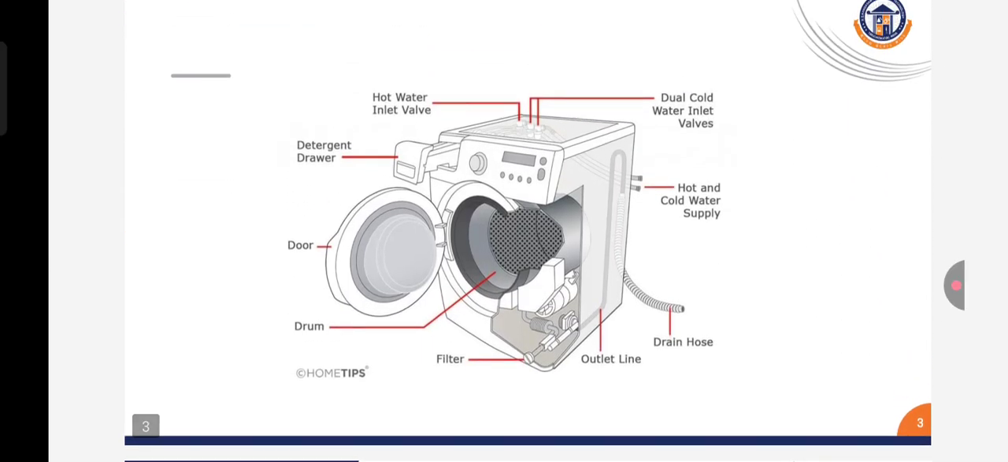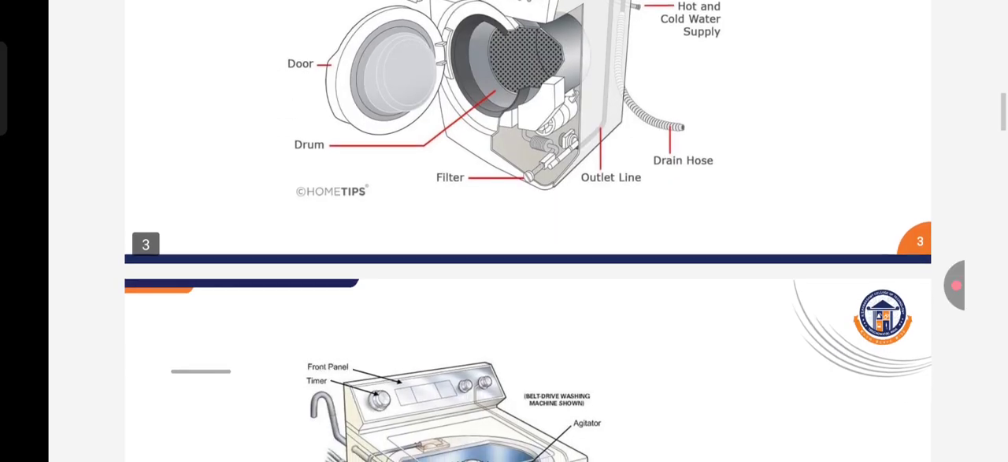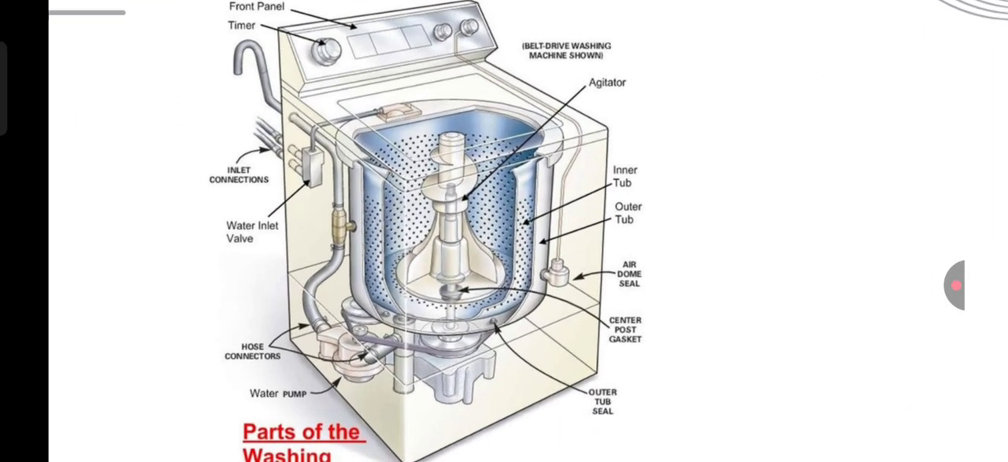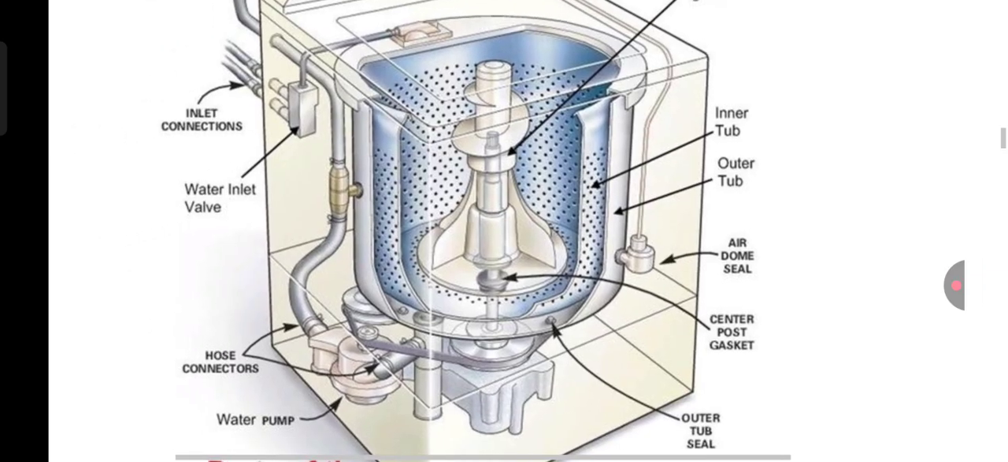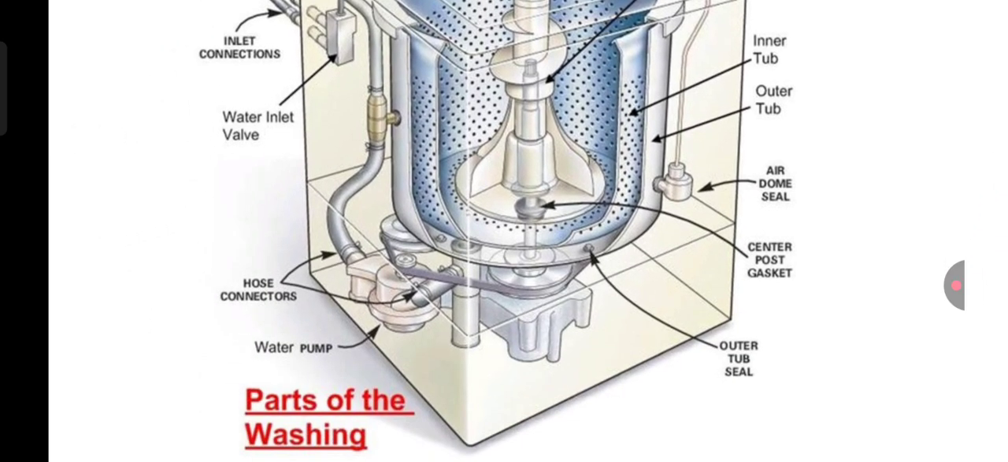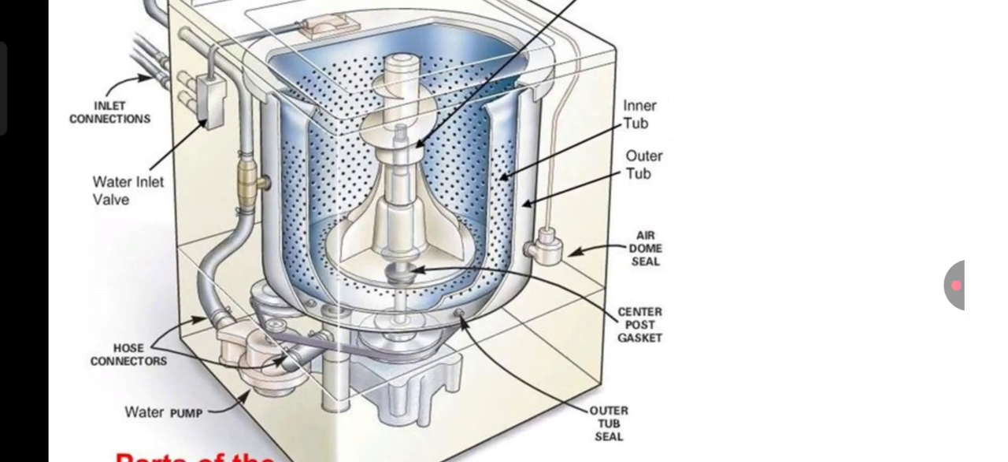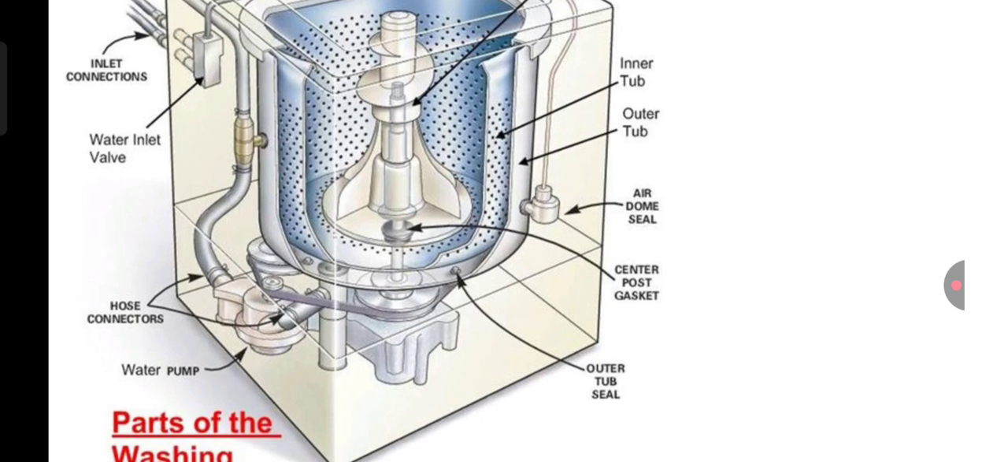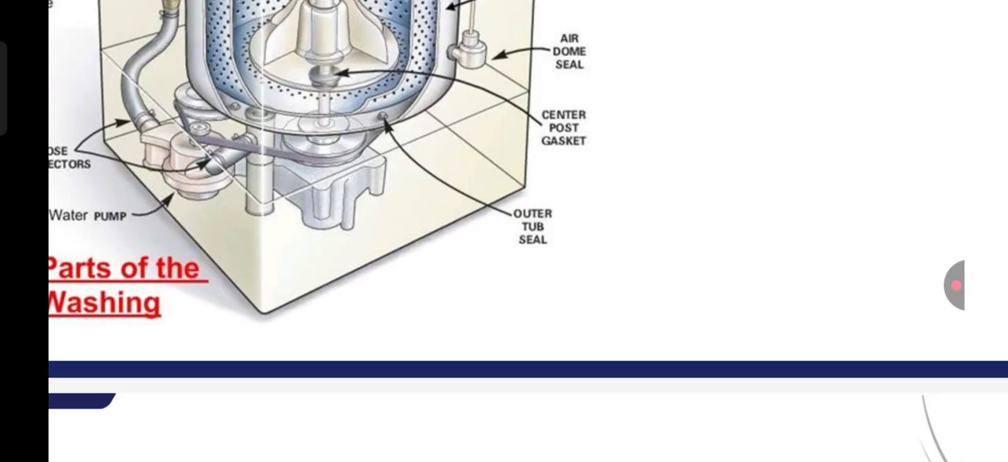So this is a washing machine diagram. The parts of the washing machine: water inlet valve, inlet connections, hose connections, water pump, outer tub, inner tub, center post gasket, outer tub seal.